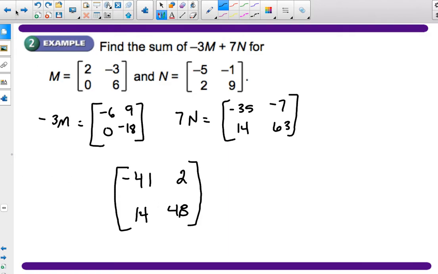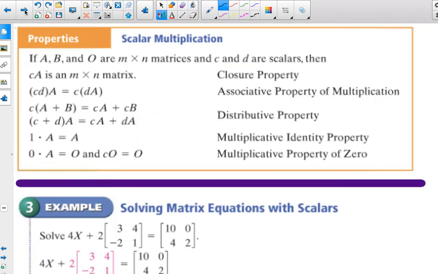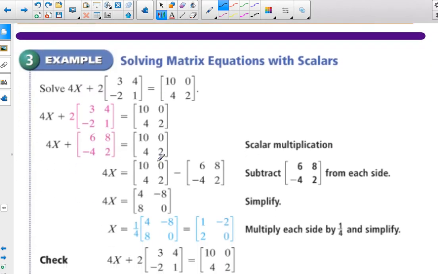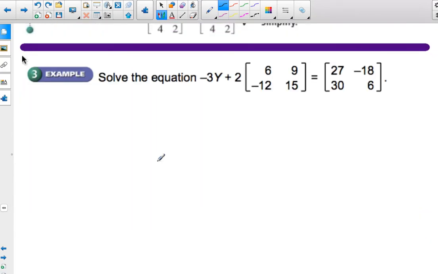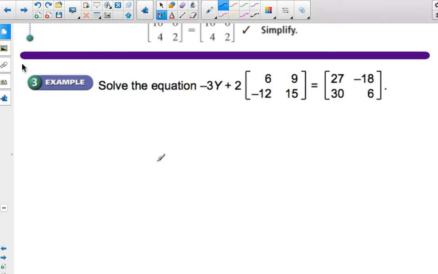Let's see, example 3, and this is the last one for today. Solving matrix equations with scalars. All right. So solve the equation negative 3y plus 2 times that matrix equals that value.